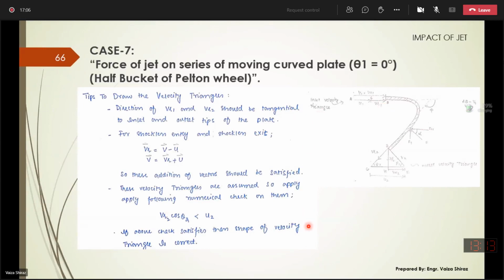Now you can keep these points in mind. And the first one is that direction of VR1 and VR2 should be tangential to the inner and outer tips of the plate. So it is very important when you draw the triangle. If I keep it simple, it means that आप देखें VR1. Now there is a mistake in this figure. Practically VR1 is more as compared to VR2, but if you see in the vector, VR1 vector की length थोड़ी सी कम show की है as compared. So you can do that correction with you.